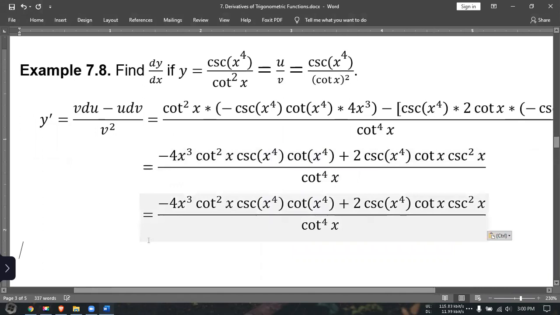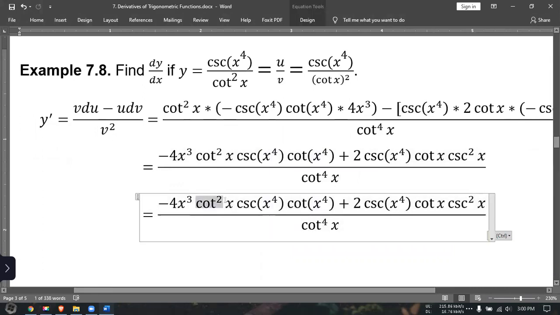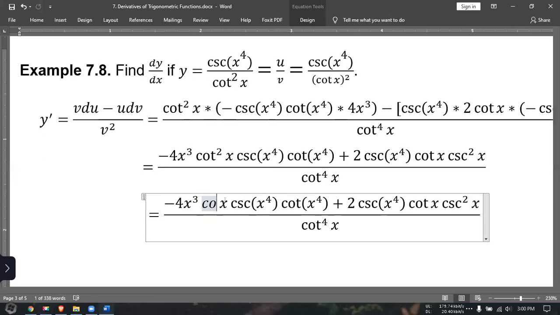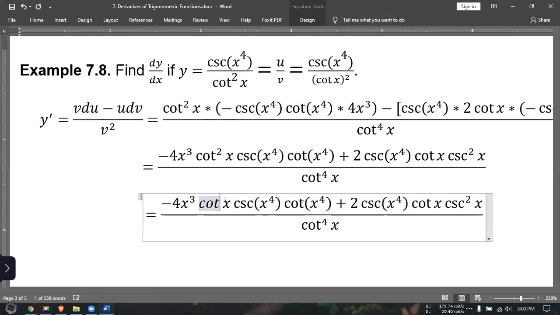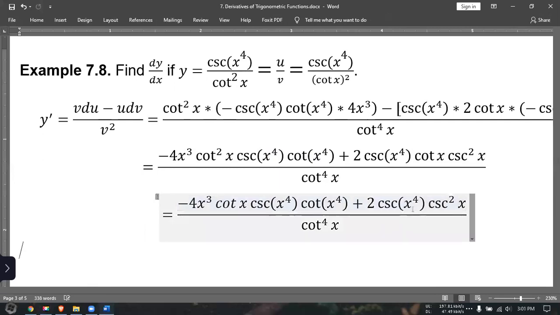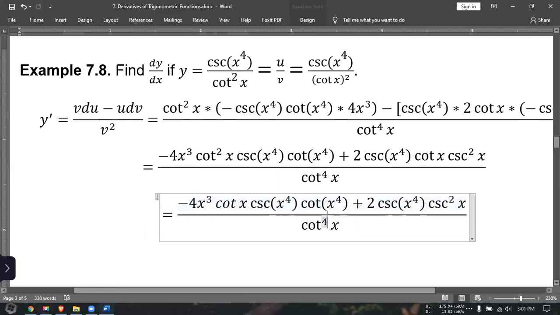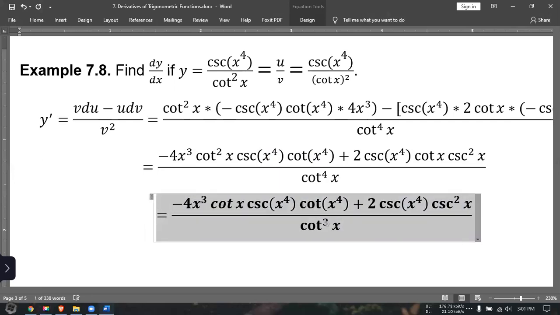This becomes cotangent x na lang. Now we have cotangent x, deleting one of our cotangent x here, and then this will be cubed. And then this is the final: 4x cubed cotangent x cosecant x to the fourth cotangent x to the fourth plus secant x to the fourth cosecant x, all over cotangent cubed.